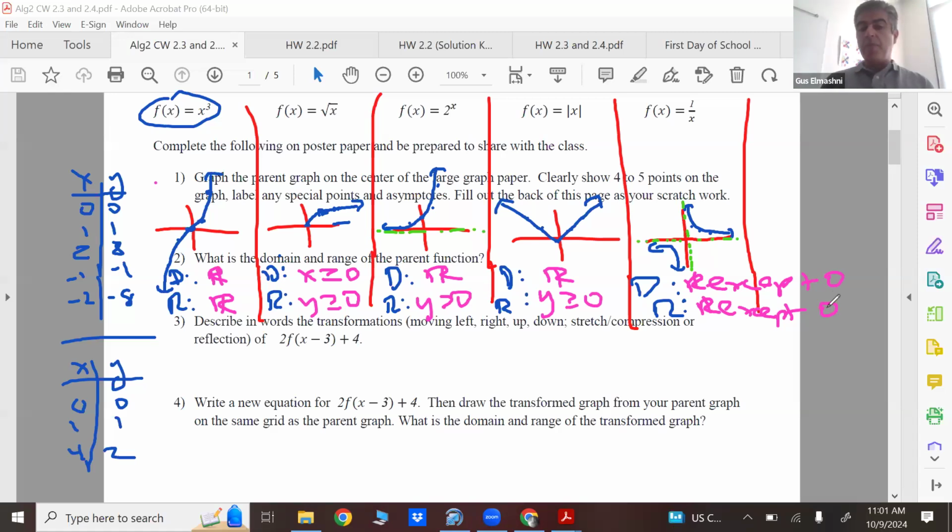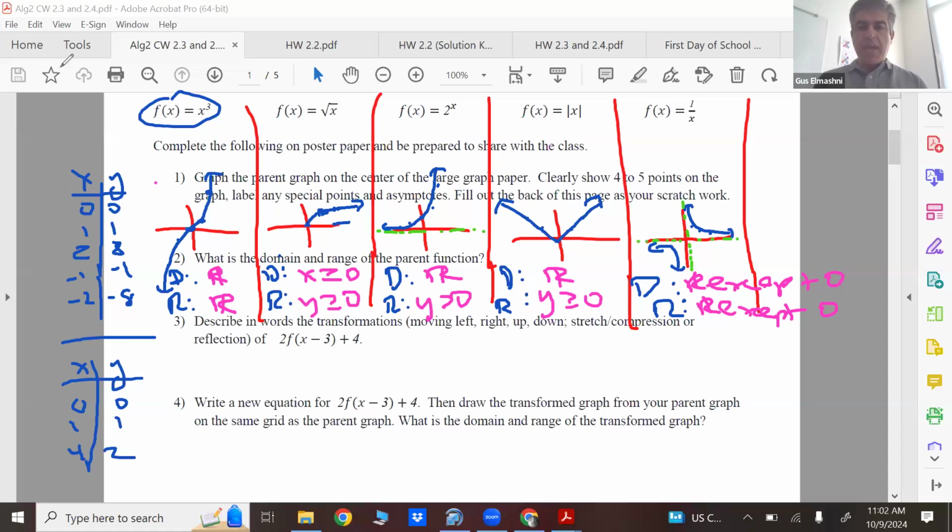So look at number 4. We're asked to write a new equation for this transformation, to draw it, and give the domain and range of the transformed graph. Before I do number 4, because it's going to get a little crazy with a lot to write, let's understand what these transformations are doing. But before I even do that, any questions on 1 and 2? All's good? Okay.